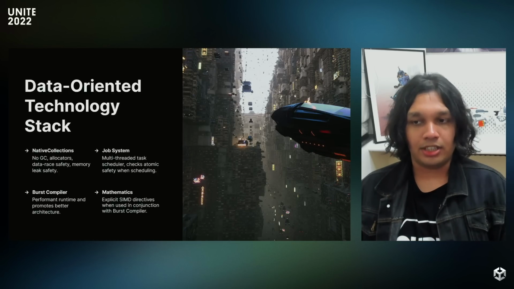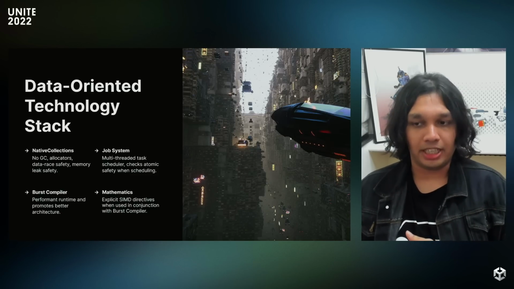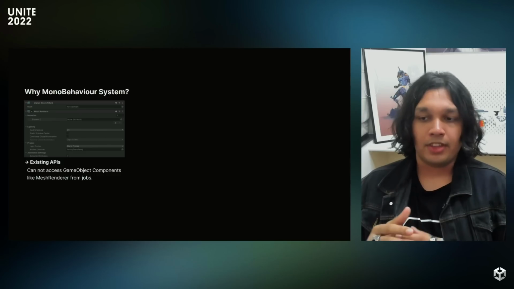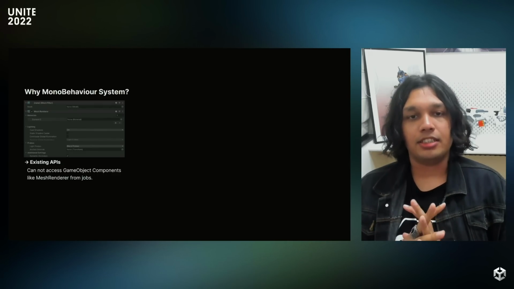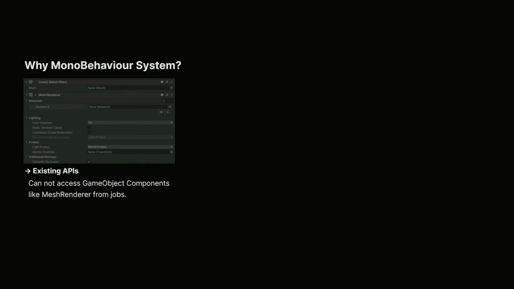And so now that we've looked at DOTS, we'll be taking a look at why exactly you would want to use MonoBehaviour systems. And the thing is, we have a lot of existing APIs in Unity. We have GameObjects, mesh renderers, components, etc. And a lot of these are something that you cannot access on separate threads. You only have access to them within a main thread, and even then, only as long as one of the Unity callbacks is a part of your call stack.